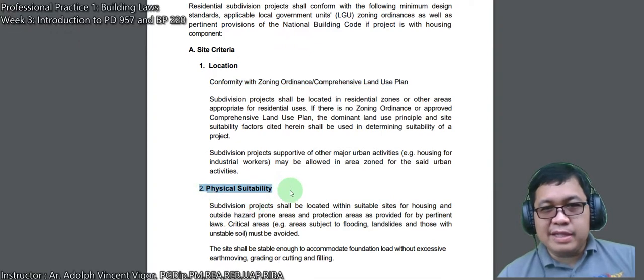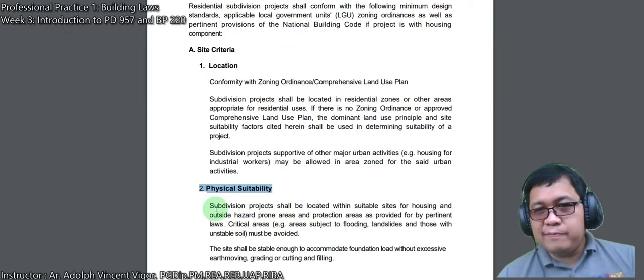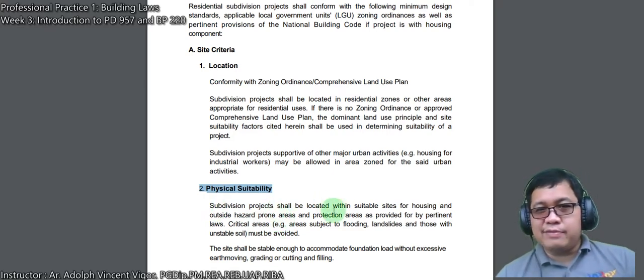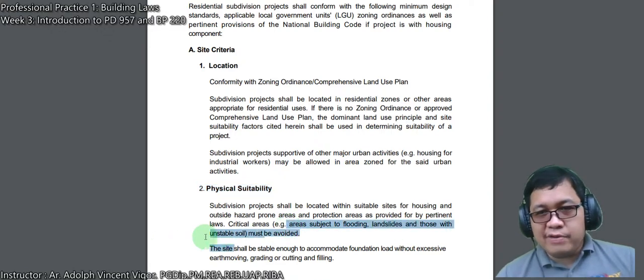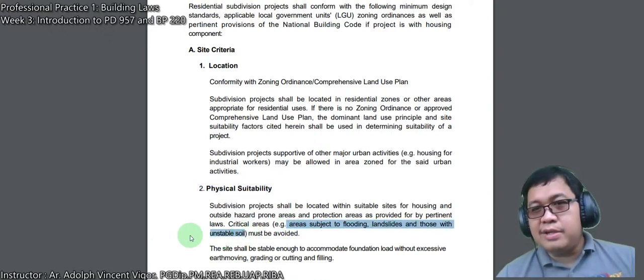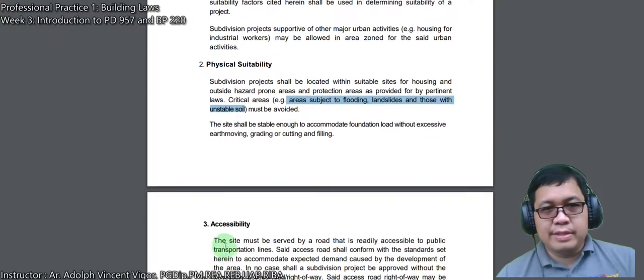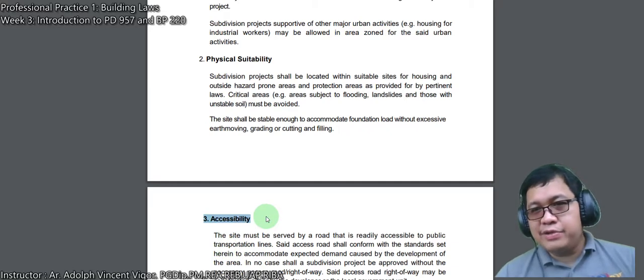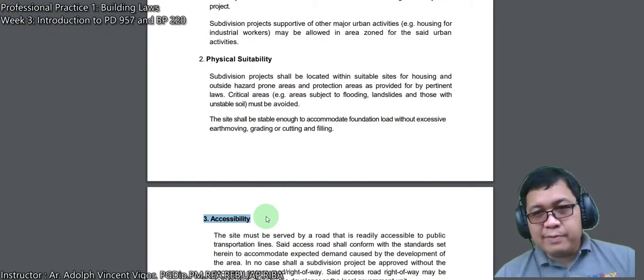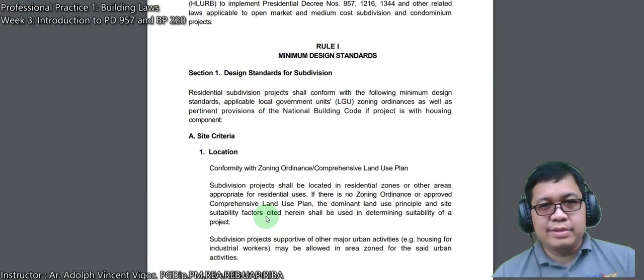Number 2, physical suitability. So subdivision projects should be located within suitable sites which are outside hazard-prone areas. For example, areas which are subject to flooding, landslides, and those with unstable soil. So this calls for the collaboration with geotechnical engineers. Geotechnical engineers will make sure that the site that is selected is suitable for the project. Next is accessibility. You must make sure that your subdivision has an access road, which will be developed either by the developer or the local government unit. Okay, so these are the different site criteria.